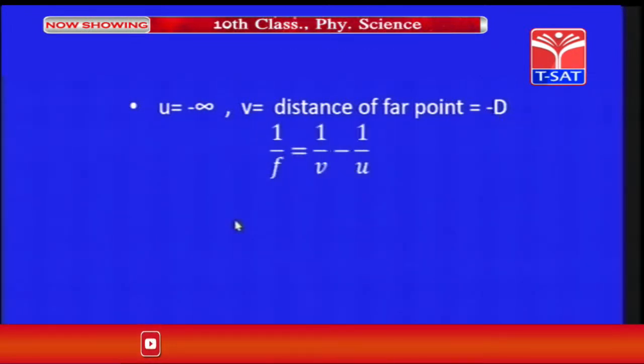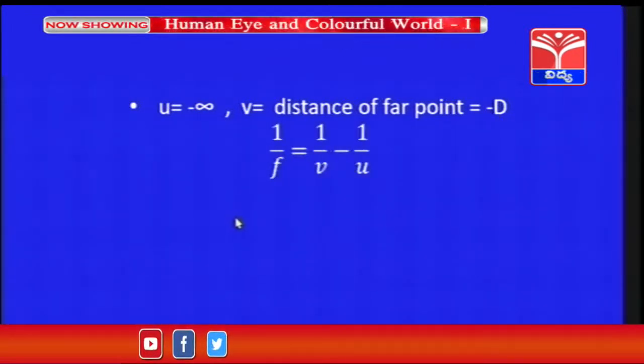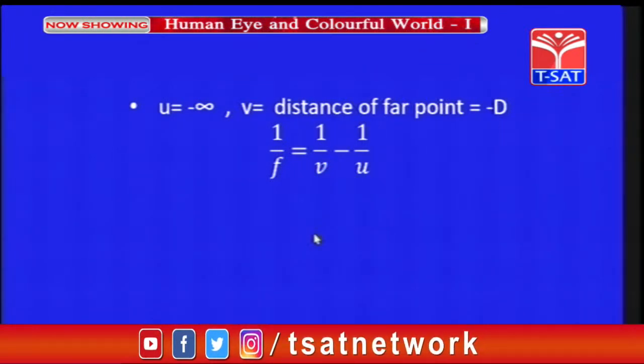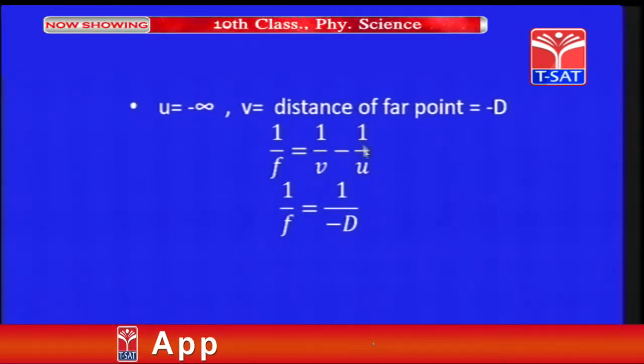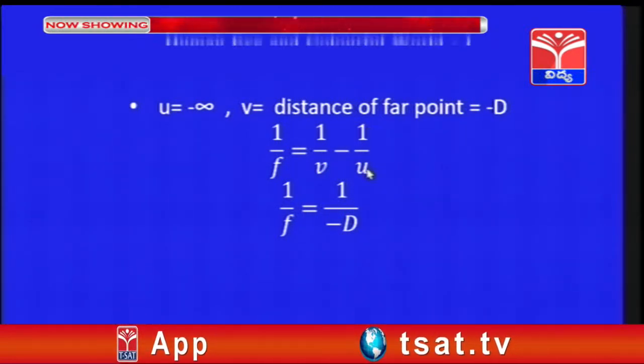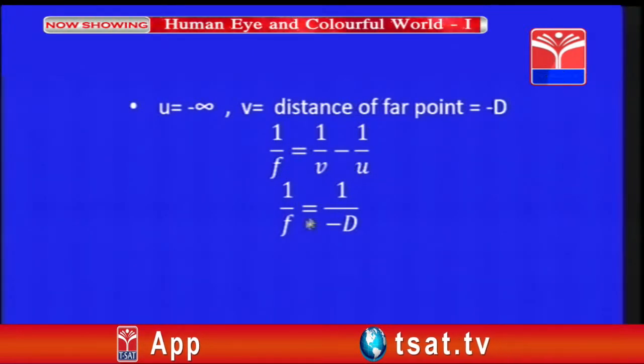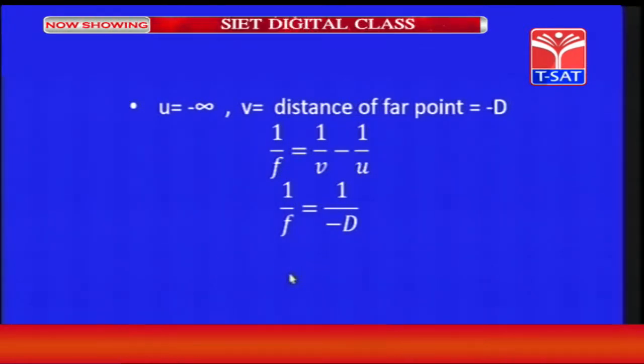So as we know the lens formula, substituting all these values in this equation, you will get 1 by f equal to 1 by minus d. Here 1 by infinity, 1 by u is nothing but 1 by infinity, which is equal to 0. That's why 1 by f equal to 1 by minus d, and f equal to minus d.